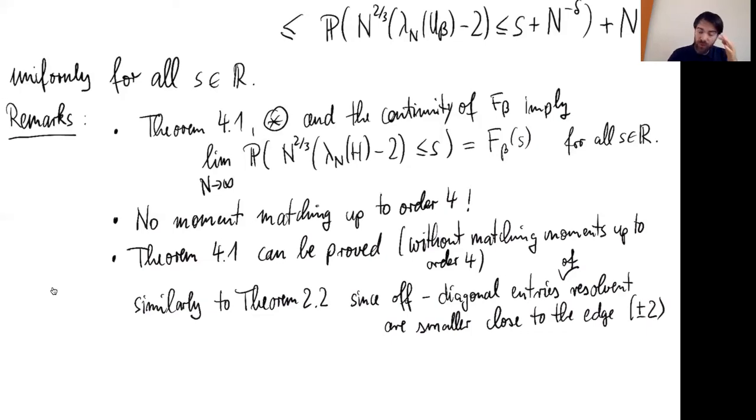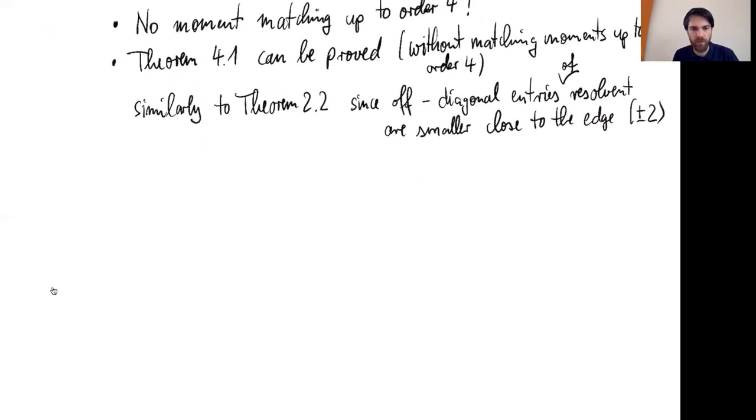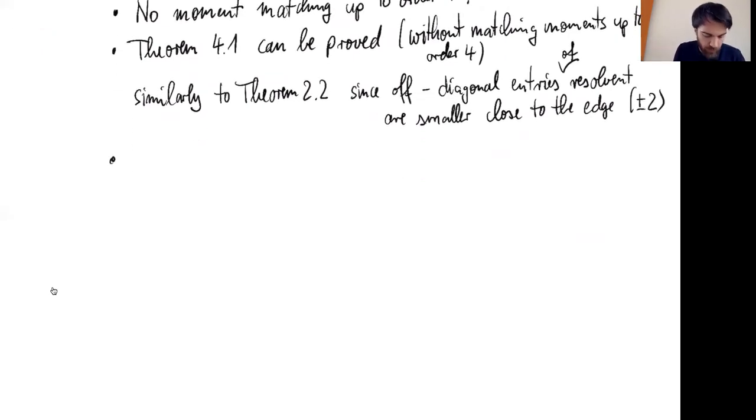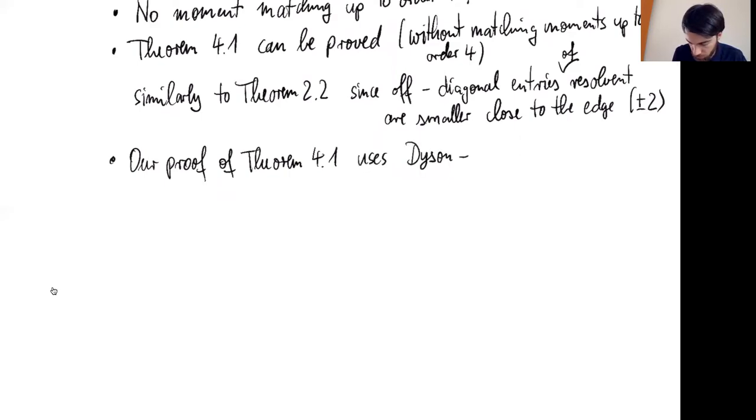But we will actually follow a different path because we will use a different tool. Well, that's why we spent the whole last weeks on this Dyson-Brownian motion. Yeah, but our proof of theorem 4.1 uses these Dyson-Brownian motion ideas.